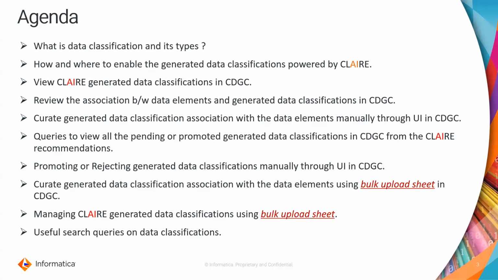One is using the UI and doing a manual curation. Second one is using a bulk upload sheet. And then we'll also see how to handle the CLAI generated data classification by promoting or rejecting it, and what the consequences of that are on the data elements. And in the end, we will see some useful queries that we can use on data classifications in Cloud Data Governance to review the results on CLAI generated data classifications.